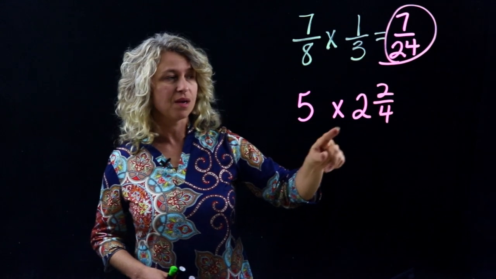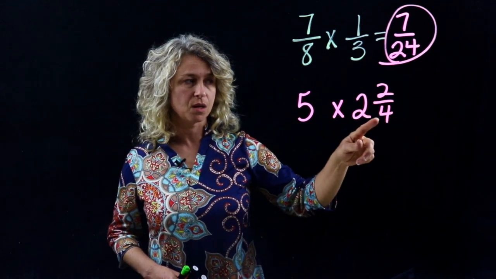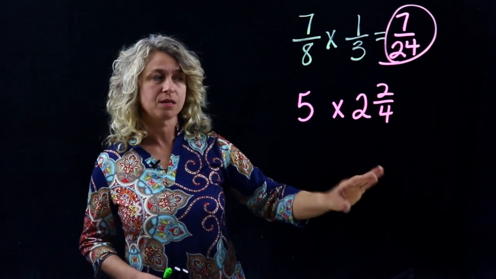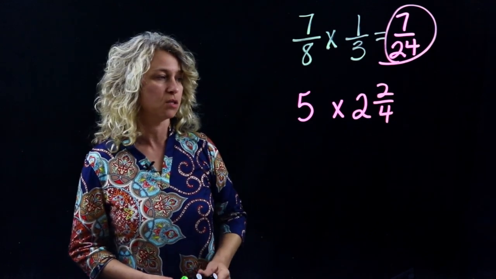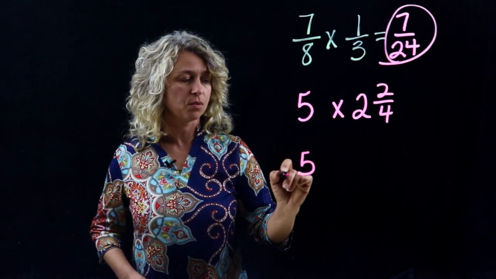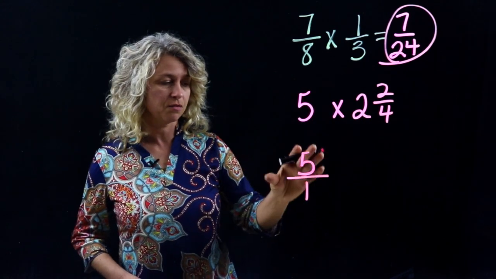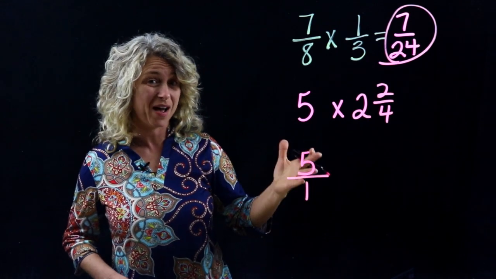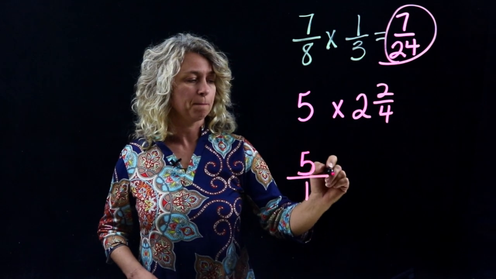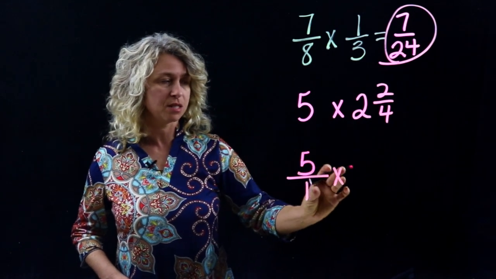You have a whole number times a mixed number. So we're going to have to rewrite this in order to multiply this. You can't just multiply straight across in this situation. So we're going to make a fraction out of the whole number by putting a 1 underneath the 5, because 5 divided by 1 still means 5. So we didn't change the value, we just made it into a fraction. And we're going to bring down a multiplication symbol.